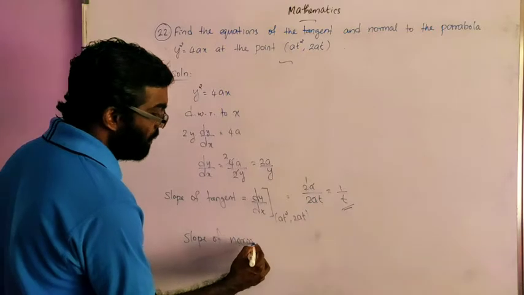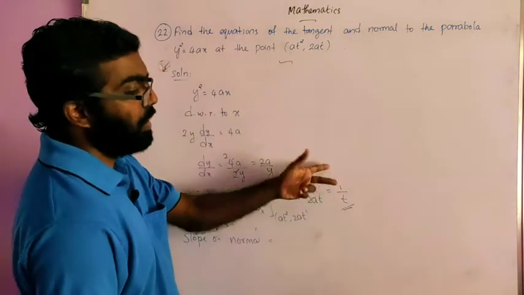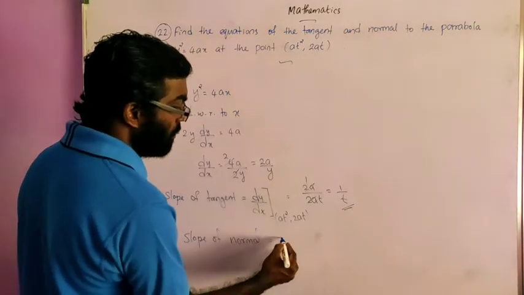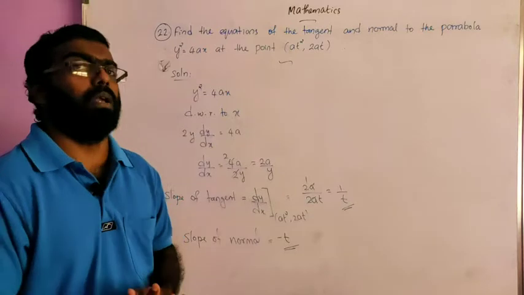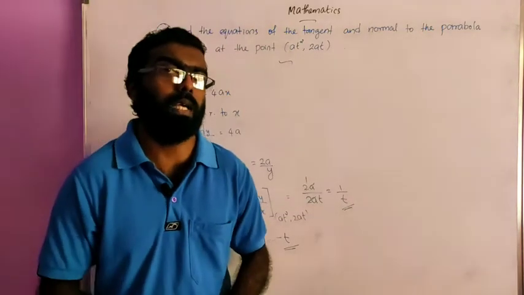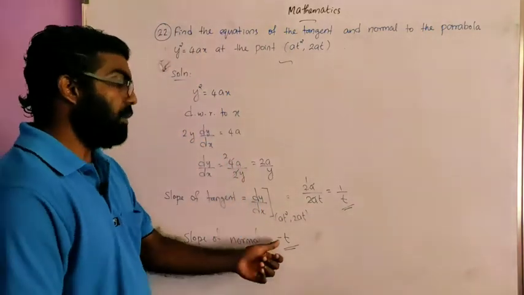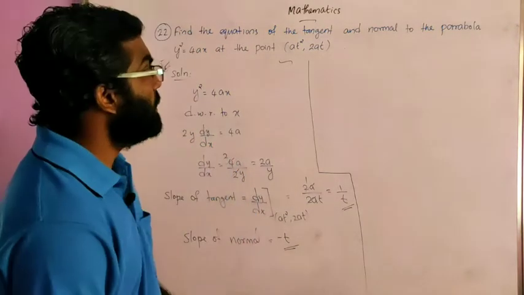Then the slope of the normal. As we know, the slope of the normal is the negative reciprocal of the slope of the tangent, so we take the negative reciprocal. Here the reciprocal is t and the negative reciprocal is what? Minus t. Minus 1 by dy/dx, or minus 1 by f'(x0), that is the slope of the normal. Here it is minus t. Clear?